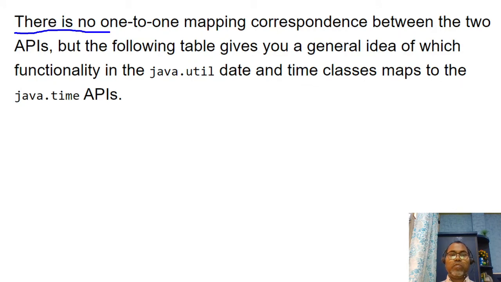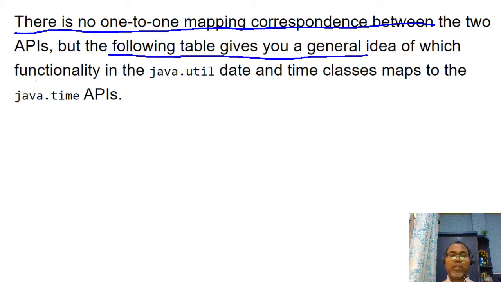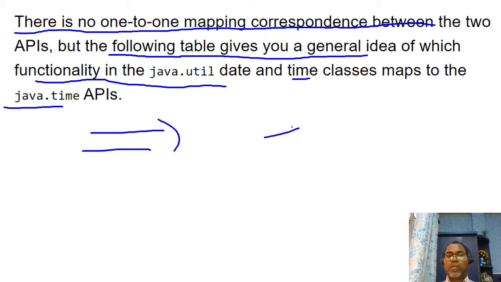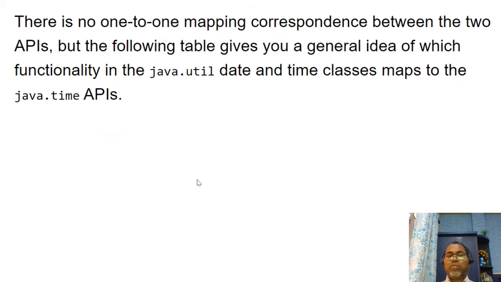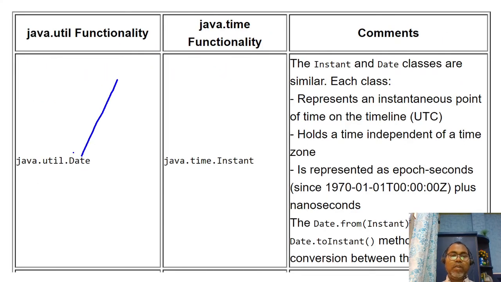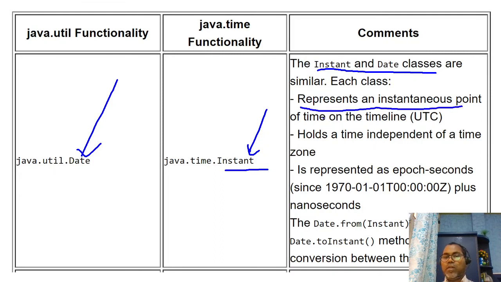There is no one-to-one mapping between these APIs, but there are some general classes which replace java.util.Date with java.time. Not directly one-to-one mapping, but some classes you can directly replace. So if we have your date, now this is your instant, so wherever you are going to use Date, try to use this. Instant and Date classes are similar, and represent an instantaneous point in time on the UTC timeline. They hold the time independent of the zone. So similarly, you can convert date to instant and instant to date. These are the methods you can think of directly.